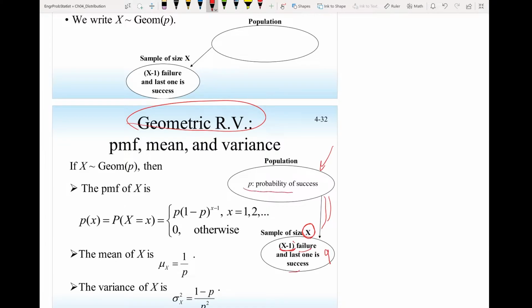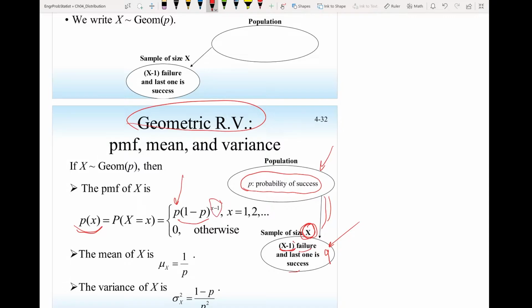In the population, I know the probability of success p. So if I want to know the probability that I will pick 10 or 20 until I get the first success, it's very simple. It's the probability of the success, because that will be the last item I pull, times 1 minus p, that's the probability of failure. And how many of them? x minus 1. If I have 10 samples, 9 will be failures and the last one will be success. So then that will be x minus 1.